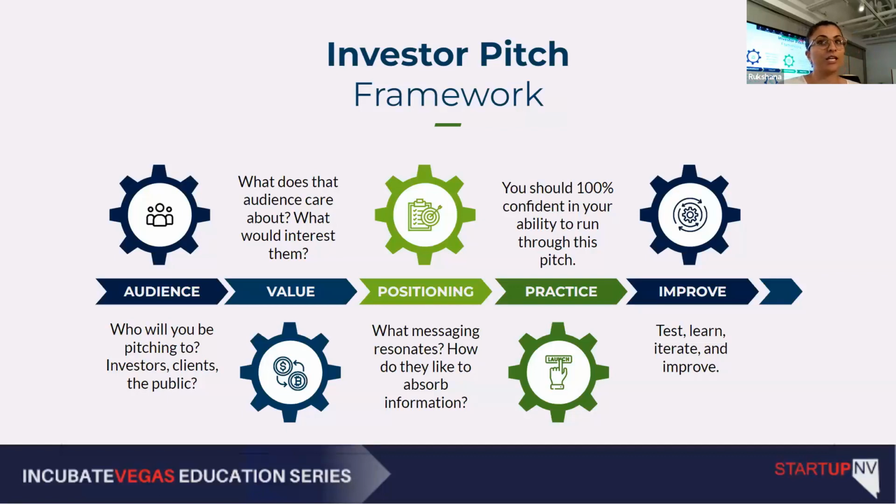And so it shouldn't be the same pitch, right? It should evolve. You should get feedback. You should hear what people are not understanding, what they think the risks are, and you should make it more clear and figure out how to explain your risks in a way that is absorbable and understandable. We'll go over risks a little bit later because I have a section on that. But this is really the same framework that we talked about, right? So know your audience, the value, the positioning, practice, and improve from there.